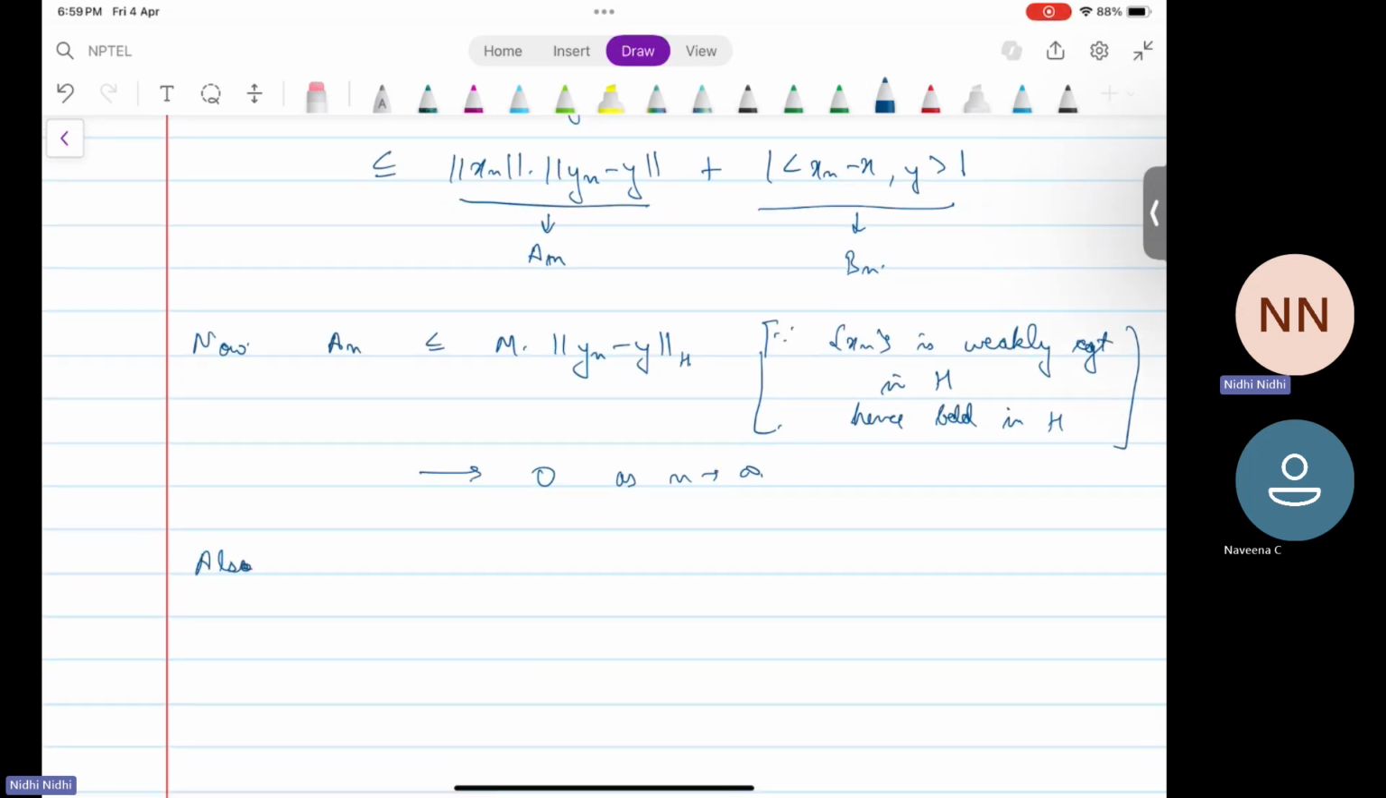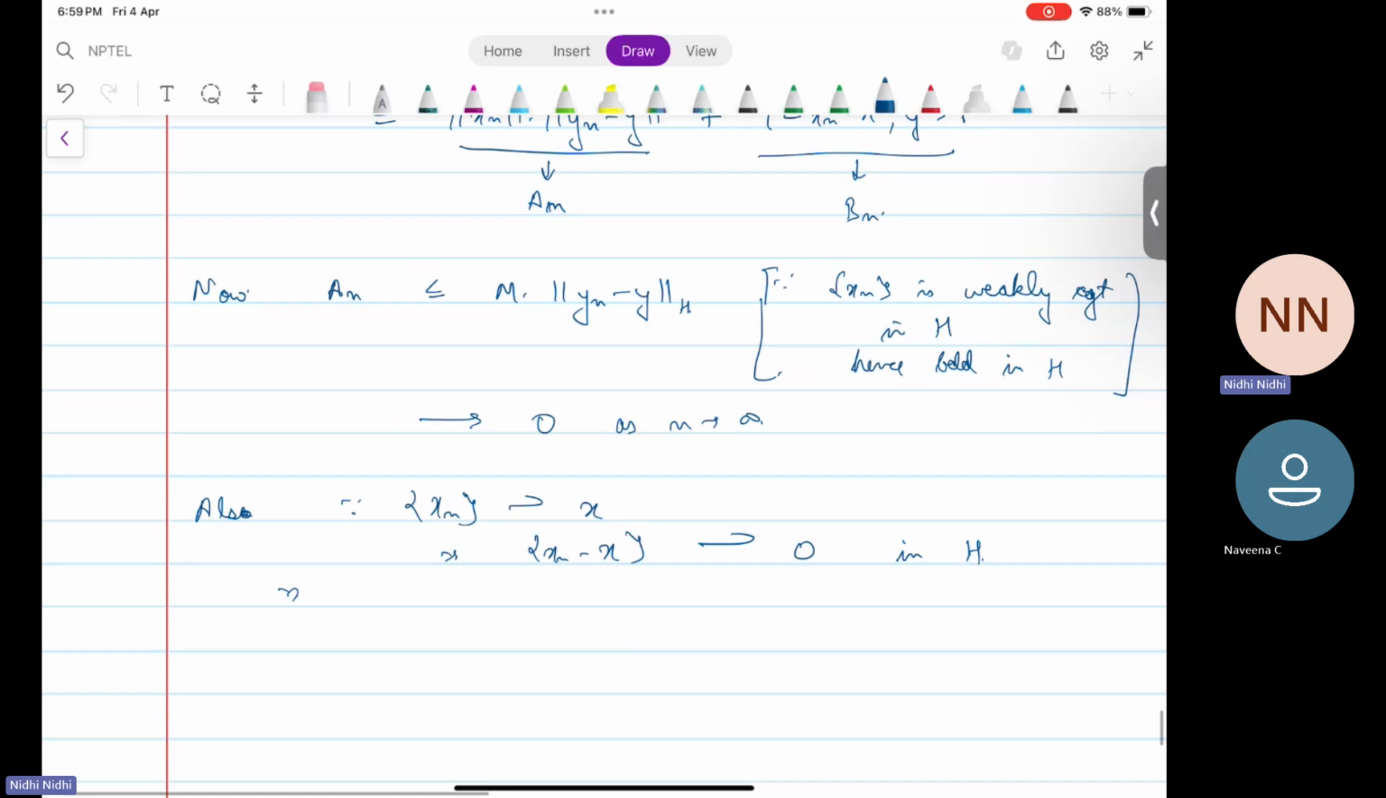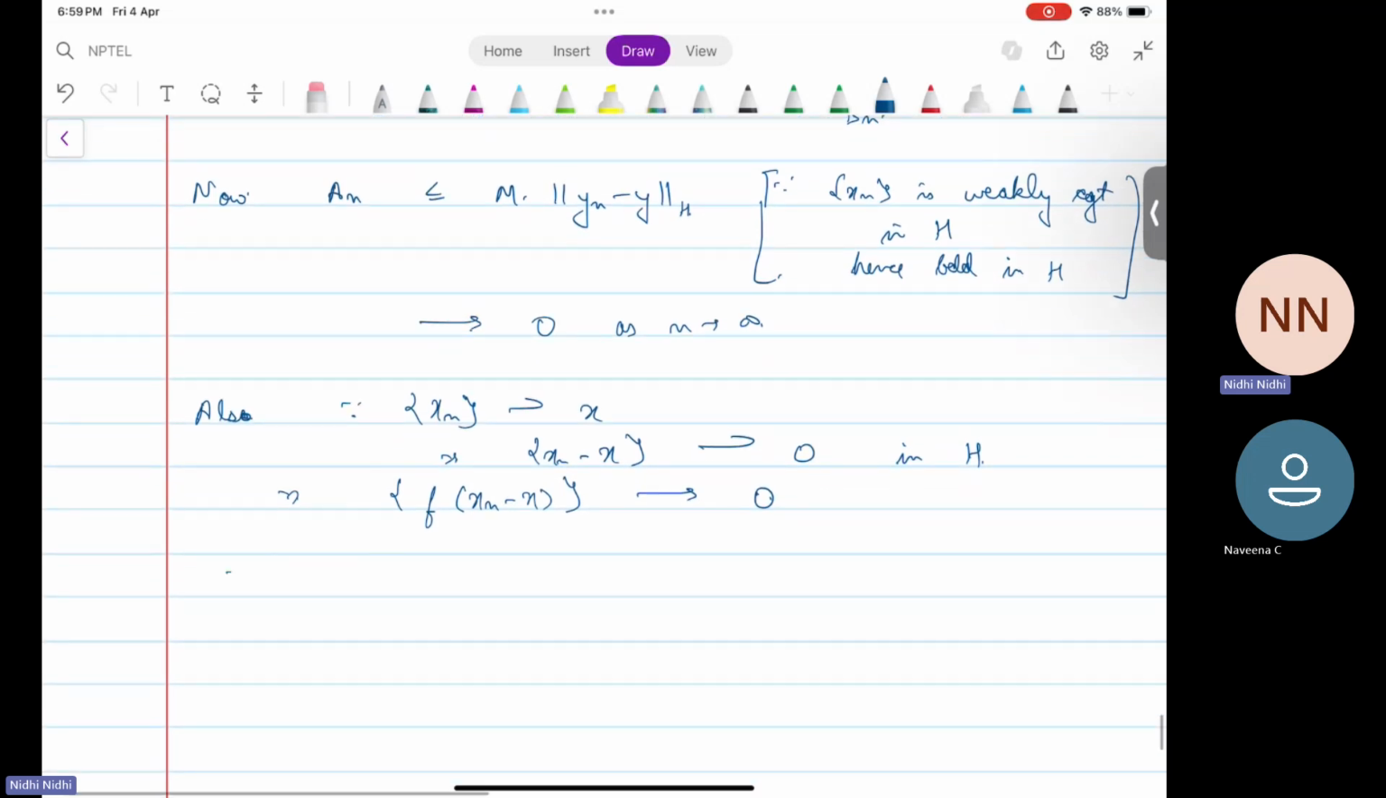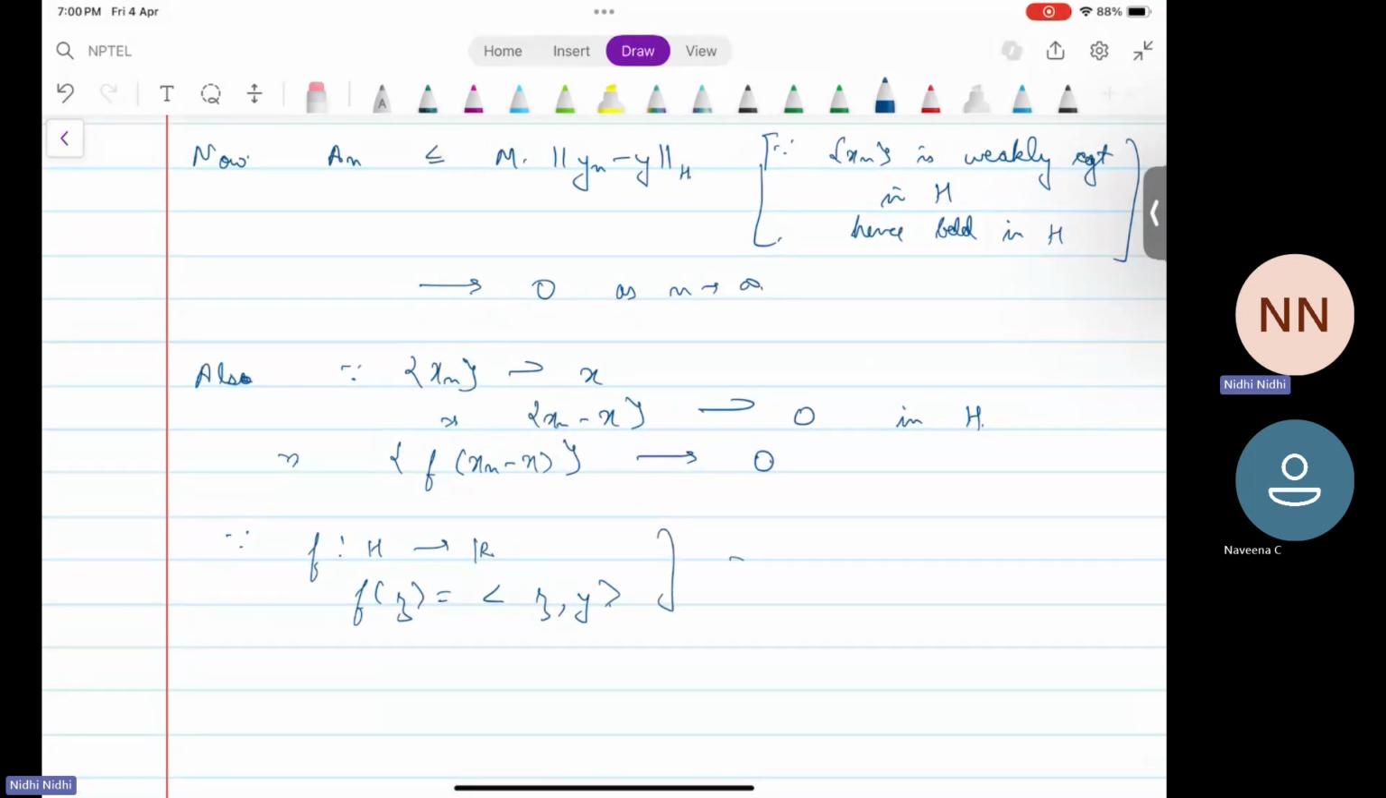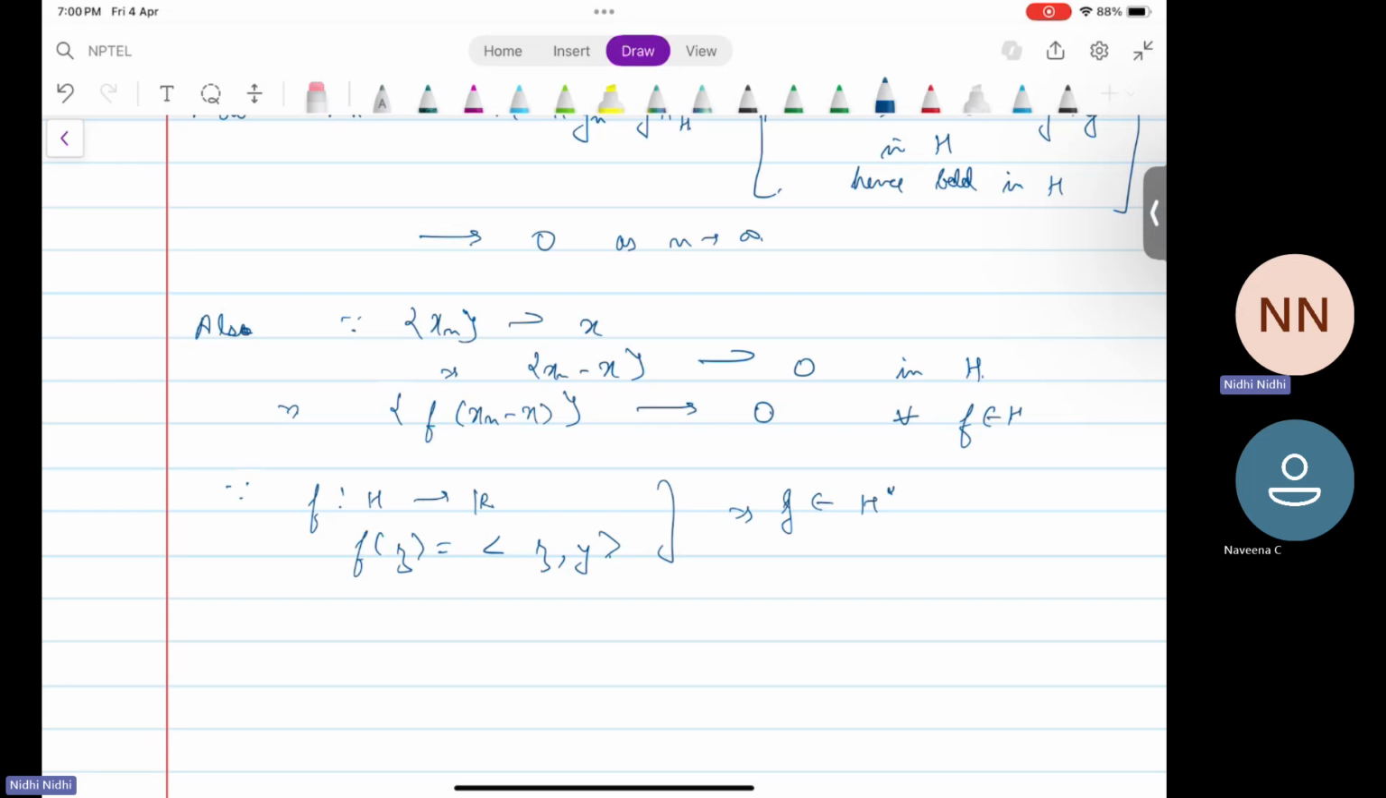Also, since xn converges weakly to x, we have xn minus x converges weakly to 0 in H. That means for any bounded linear functional f defined on H, f of xn minus x should converge to 0. Now we know that f from H to R, f of z equals the inner product of z and y, is a bounded linear functional, that is, f belongs to H star, the dual of H. This implies we can replace this z by xn minus x. The inner product of xn minus x and y converges to 0 as n tends to infinity.